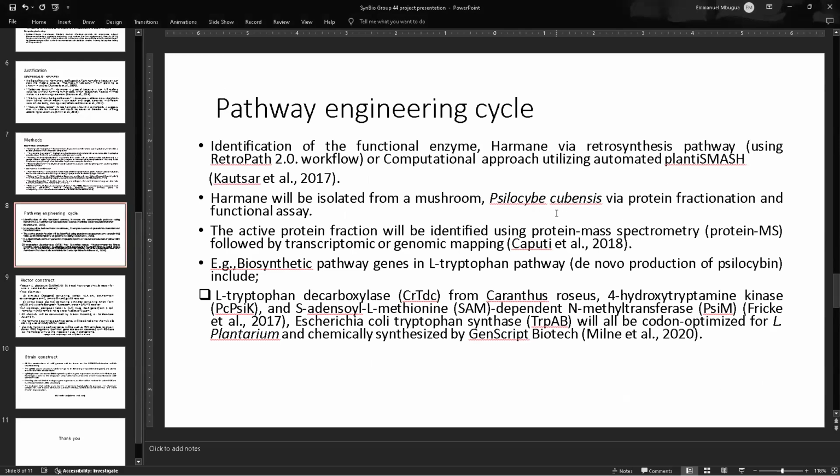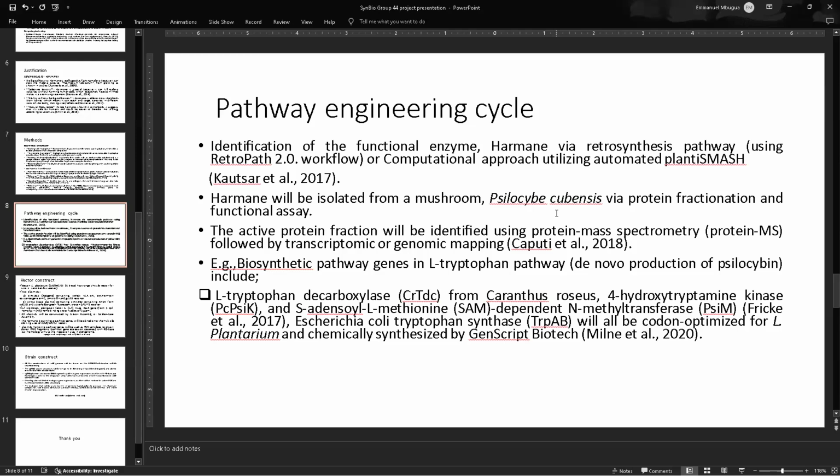So in our methodology, as Sherephine stated, we can see the method will involve the DBT cycle: design, build, and test. And our pathway engineering cycle will involve identification of the functional enzyme, HAMEN, via a retrosynthesis pathway using the RetroPath 2.0 workflow, or a computational approach utilizing automated plant smash.